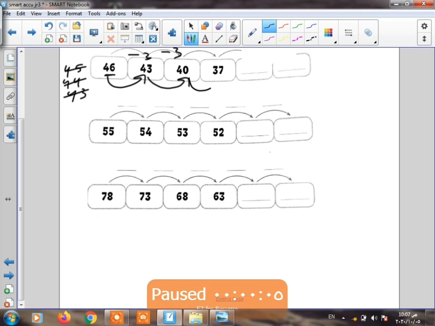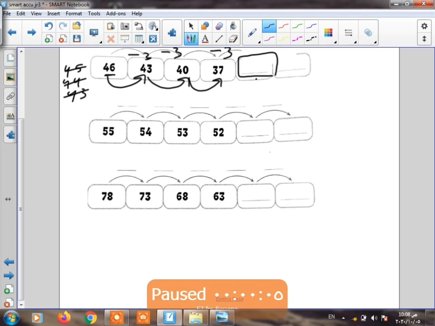Here, 40 became 37. The number decreased by what? Again, count backward. Before 40, we have 39, 38, and 37. So again, we made minus 3. So, who can tell me what is the number here in this space? Again, we will make minus 3 because it's a pattern. We must do every time the same thing. We have minus 3, minus 3. So every time we will make minus 3 to get the result.